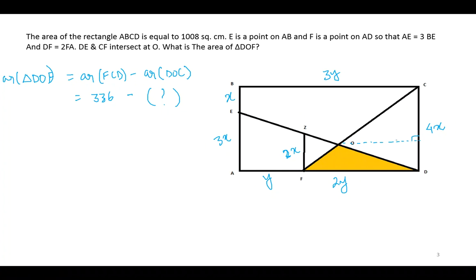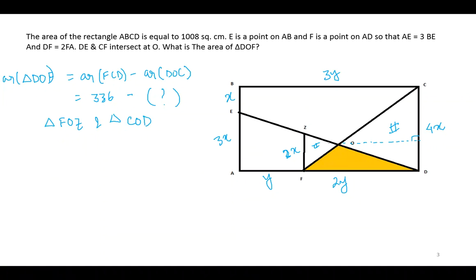Okay, now to find this height, I need to use another principle of similar triangles that we'll use in a moment. But first I'm going to look at triangle FOZ and triangle COD. Basically this small triangle and this big triangle. What we already know is that FZ is parallel to CD.